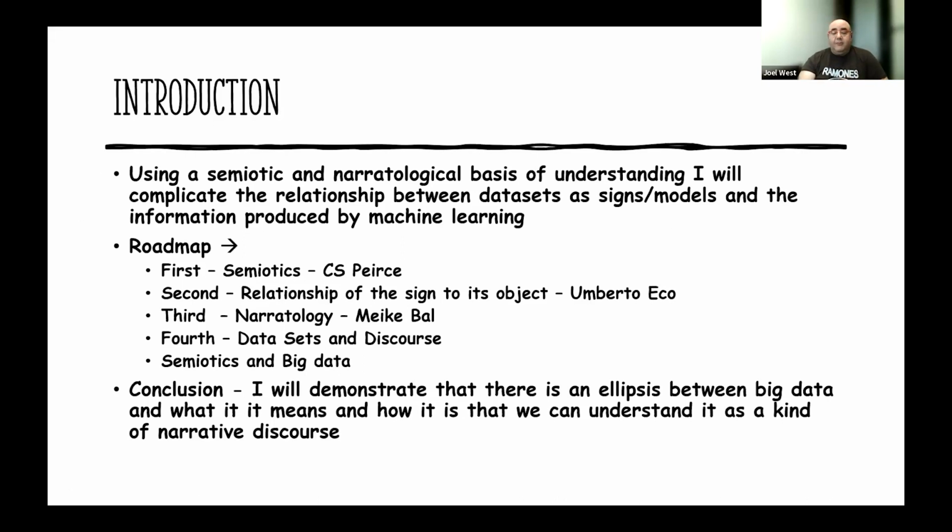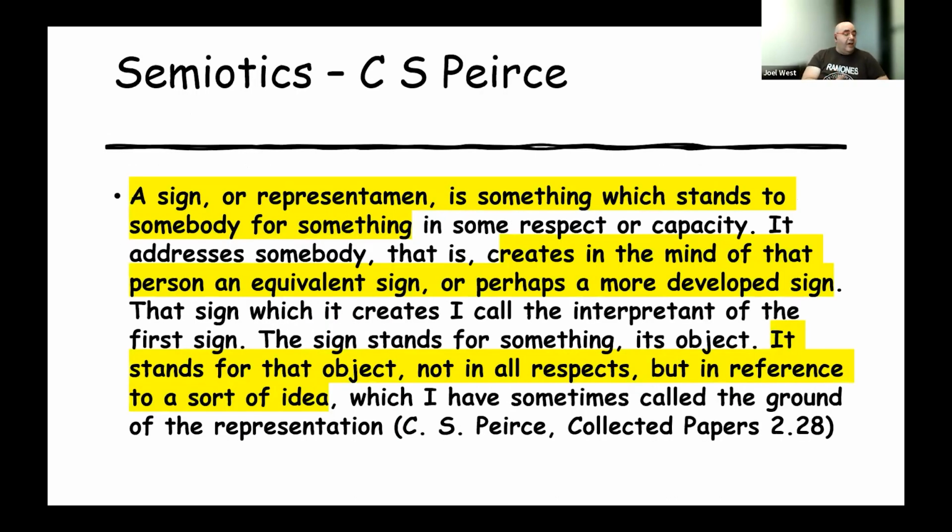So first of all, I'm going to start off with a little bit of technical stuff. I'm going to start with C.S. Peirce, who defines the sign for us, and there are two different ways. There's the French school, and that's of Ferdinand de Saussure. In this case, I'm following the American school, where he says that a sign is something that represents something else for someone. But the important thing is that he says that it creates in the mind of that person an equivalent sign or a more developed sign. So the two things are not exactly the same, they're similar.